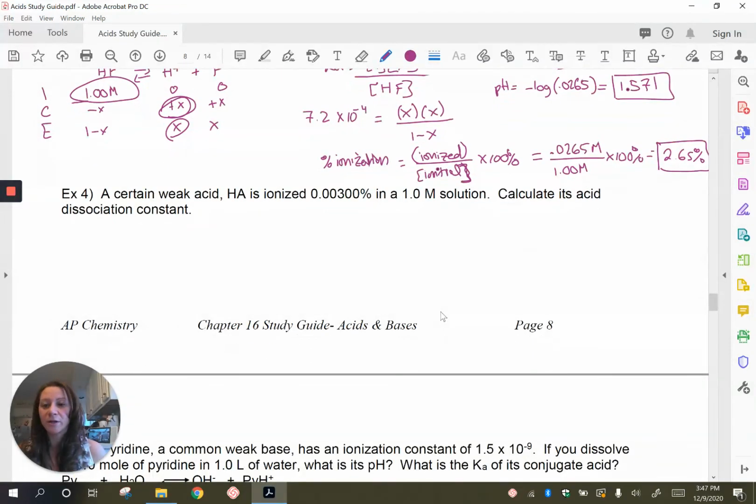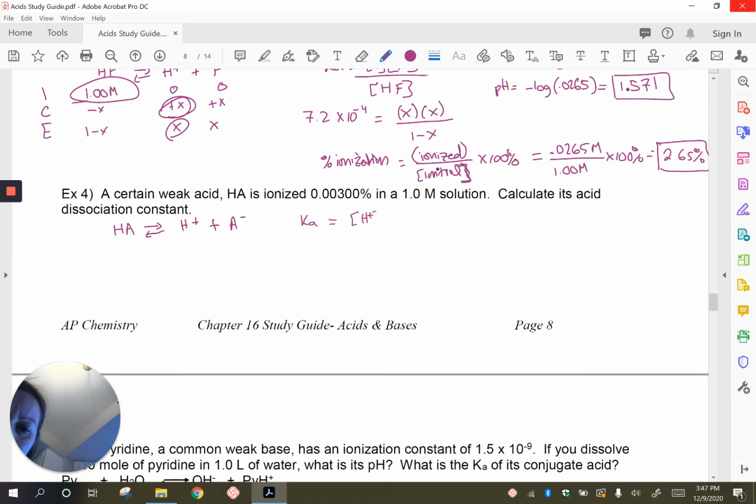Okay, example 4. It says a certain weak acid, HA, is ionized 0.003%, very, very little, in a 1 molar solution. Calculate its acid dissociation constant. So let's try to figure out how we would do that. So it says HA, so let's write the dissociation equation. Let's also write our Ka expression. And let's see what we know and what we're trying to find. So we're trying to find Ka, right?